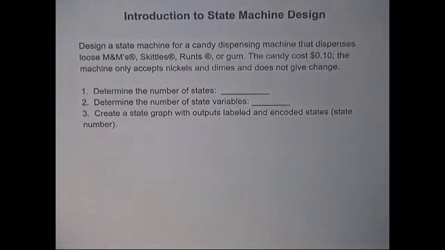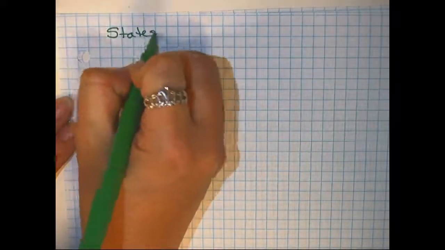So we're going to write those out. You should be writing in your notebook. I'm actually just writing on paper so I can shuffle the pages back and forth for you instead of flipping back and forth in a notebook. So we're going to talk about the states that we have. And these are what state, what condition could this candy machine be in?